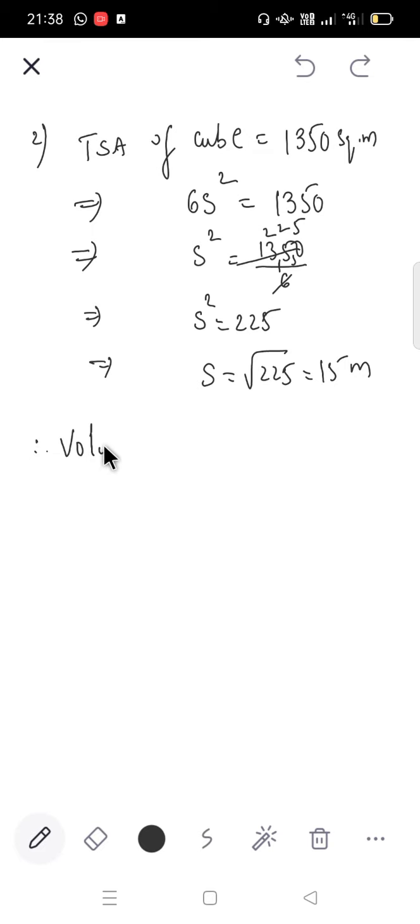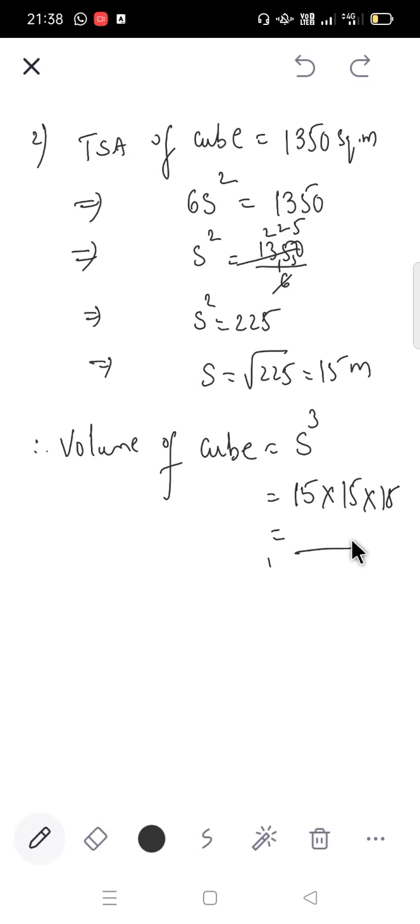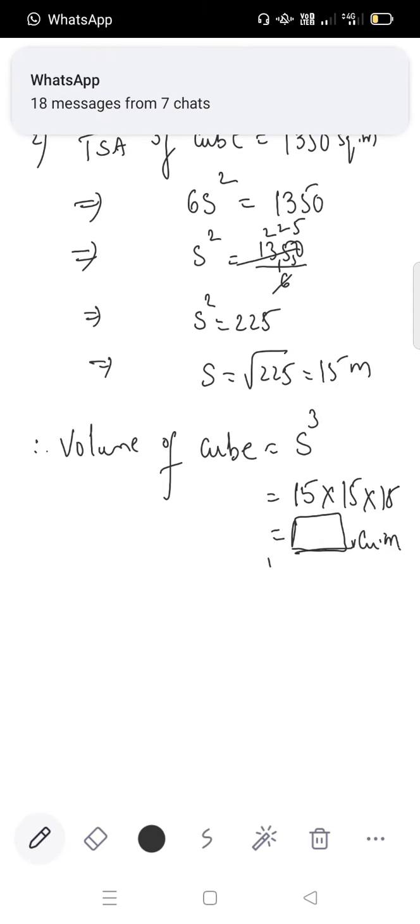Therefore volume of cube is equal to, formula is s cube. Already we found out s, so from that you need to find out 15 into 15 into 15. Okay children, this is the way you need to do, cubic meters. Hope you understand. Find its value and write it here. 15 cube value you write it here in the blank, because I am giving a rough idea of the problem.